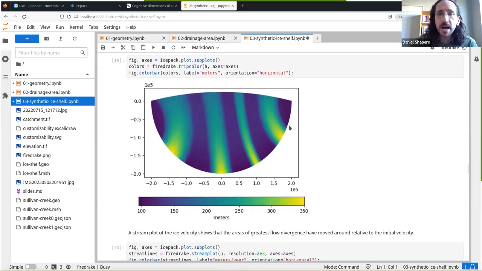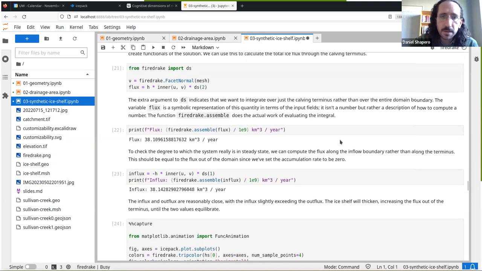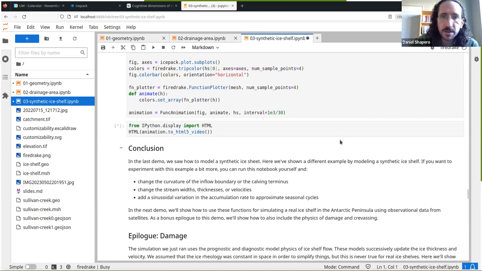And so this is the final value of the thickness where it's propagated to the end of the domain. A stream plot of the final velocity. This might take a second to render the movie. I'll show you a movie in a sec, but just for now, we'll move on.